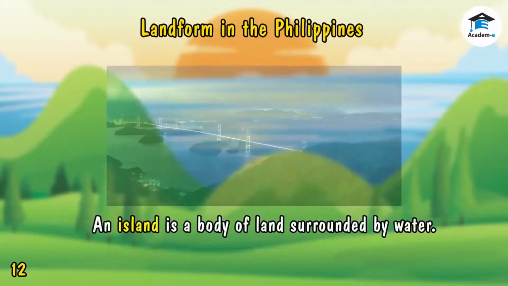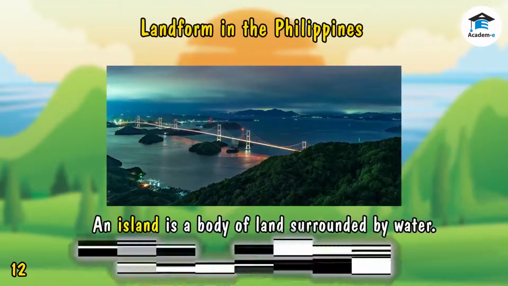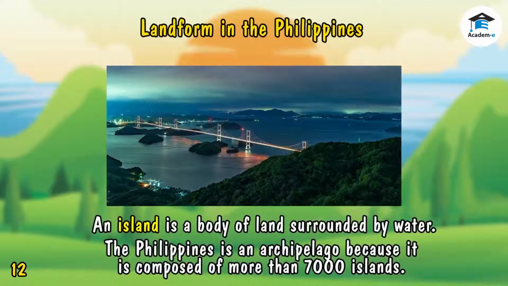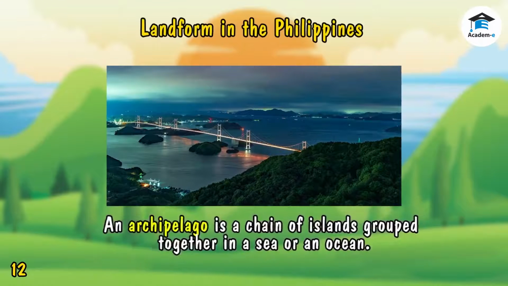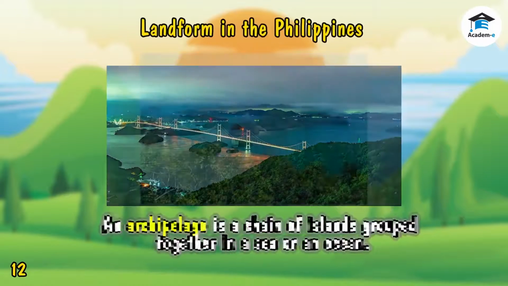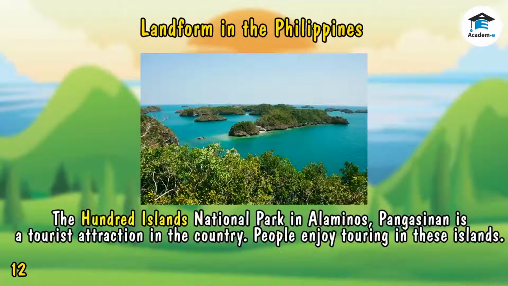An island is a body of land surrounded by water. The Philippines is an archipelago because it is composed of more than 7,000 islands. An archipelago is a chain of islands grouped together in a sea or an ocean. The 100 Islands National Park in Alaminos, Pangasinan is a tourist attraction in the country. People enjoy touring in these islands.